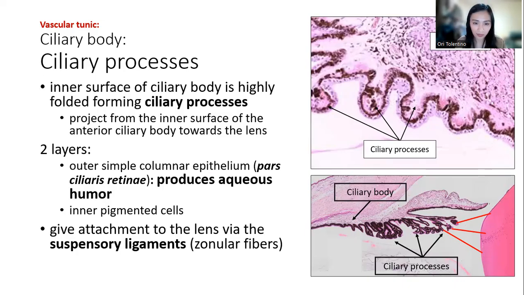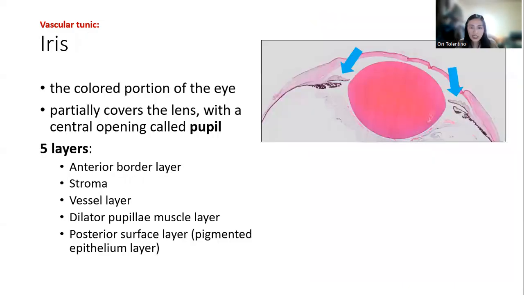Okay? The most anterior part of the vascular tunic is your iris. It is the colored portion of the eye. Okay. It partially covers the lens peripherally on all sides. So it actually creates a small opening in the center called the pupil, which allows the light to enter through the lens into the retina.